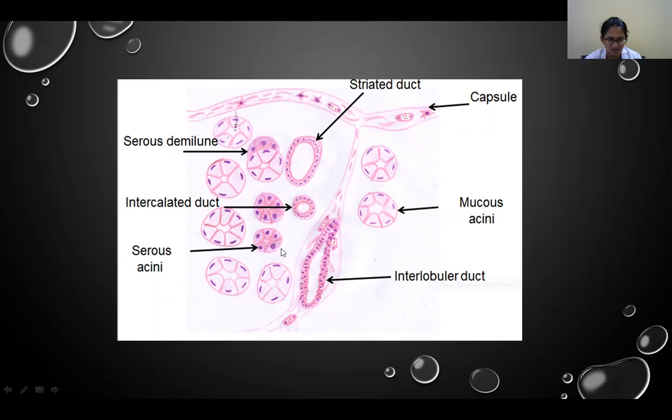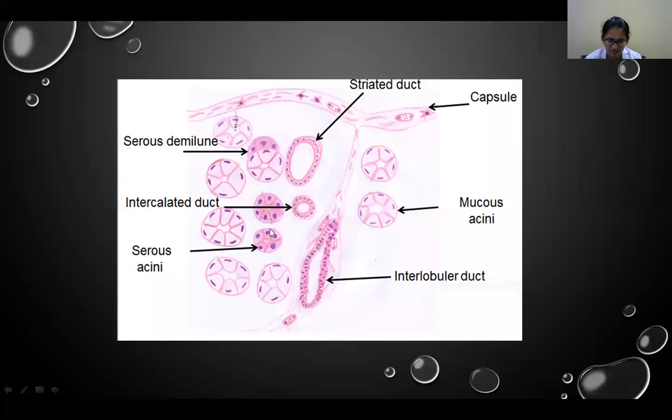And next, at the apical portion of the cell, there are zymogen granules. The cytoplasm contains zymogen granules in the apical portion of the cell. In the apical portion of the cell, here we are going to see the zymogen granules.